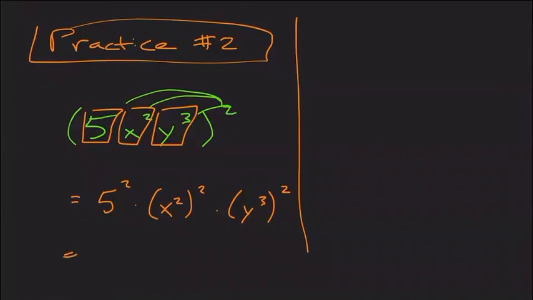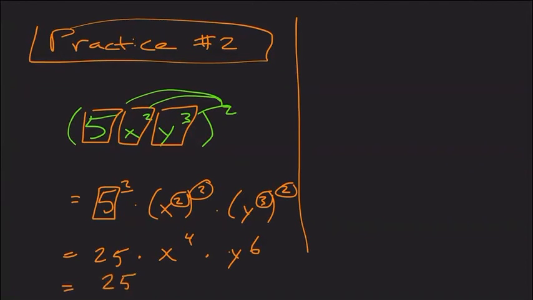5 squared, that means take the number 5, multiply it 2 times. 5 times 5, that's 25. Here we have a power raised to a power, so multiply those numbers. That's going to be x to the 2 times 2 is 4. And then 3 and a 2, multiply those, y to the 6th. And now we don't need these multiplication symbols. We can just squish it all together. And if somebody sees it like this, they'll know it's being multiplied without having to write those symbols. So 25, x to the 4th, y to the 6th.